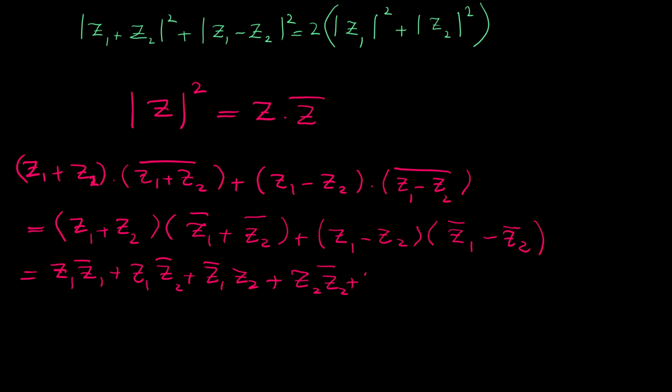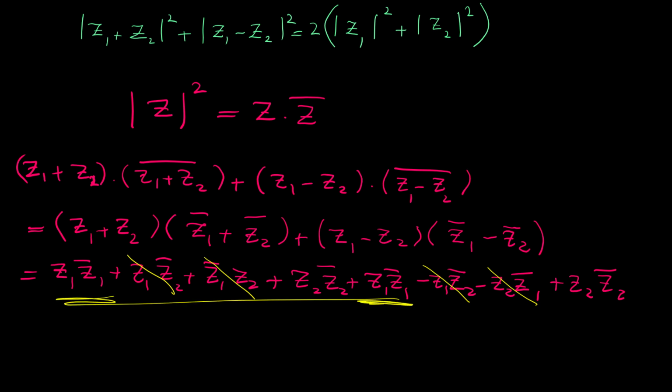Now let's multiply the two brackets that we have here. z1 times z1 conjugate. Then we have minus z1 z2 conjugate. Then minus z2 z1 conjugate, and finally we have plus z2 z2 conjugate. Now note that this term with this term cancels, and this term with this term cancels. What remains here? We have z1 z1 conjugate and the same term here. These two terms are the same.